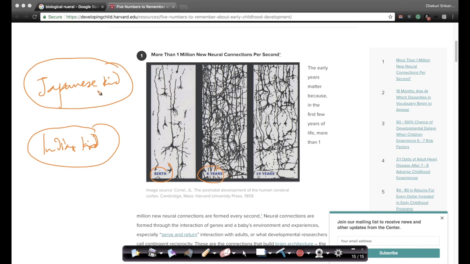Similarly, a Japanese kid will have different data and hence different connections will be formed, right? The grammar in Japanese is very different from the grammar in Telugu. The sounds, the vocabulary, everything is different. The complexity of vocabulary, sometimes even the writing of the language, is different. So because the data sets are different for both of us, new connections are formed differently.